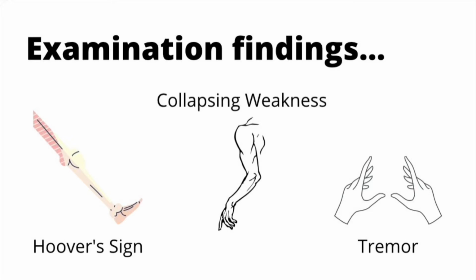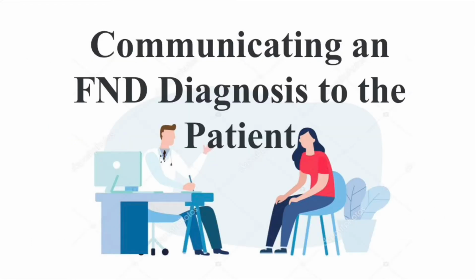Rule out other disorders if necessary. Some neurological disorders present in a similar way in a similar subgroup of patients. For example, multiple sclerosis also occurs most commonly in women who present with neurological symptoms. It is also important to rule out mental health conditions or deficiencies such as B12, which may lead to similar presenting symptoms in a patient. In order to do this, a patient may undergo some blood tests, scans, or even an EEG to rule out epilepsy. So now let's talk about how we should communicate an FND diagnosis to a patient.